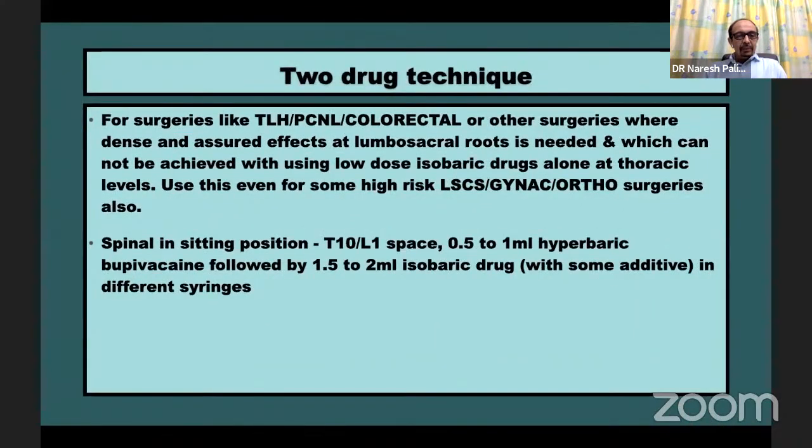This is the two-drug technique, which I frequently use for procedures like abdominal pelvic surgeries such as TLH, PCNL, colorectal surgeries, where you need to have a dense and assured effect at lumbosacral roots, which cannot be achieved using low doses of a single drug alone at thoracic levels. Even this can be used for some LSCS, gynec, or ortho surgeries. For this, you give spinal in sitting position at T10 L1 space, 0.5 to 1 ml of hyperbaric bupivacaine, followed by 1.5 to 2 ml of isobaric drug with some additive in different syringes. Initially the hyperbaric drug and then the isobaric drug.